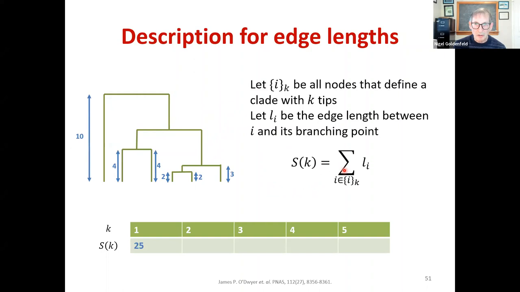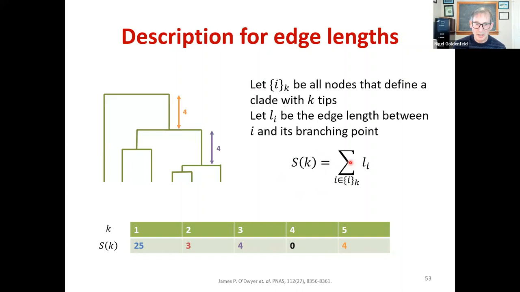Now, what you can show is that if you give me K, I can construct this number in the following way as shown over here. So let K be equal to one. Now I look at the nodes with one tip. So there's this number plus this number plus this number, this one, this one, this one. That gives me 25. If I look for clades which have got two tips, there's just these two, and so I get three. And I can do the same thing for all these others and so on. And so I can construct this number here.